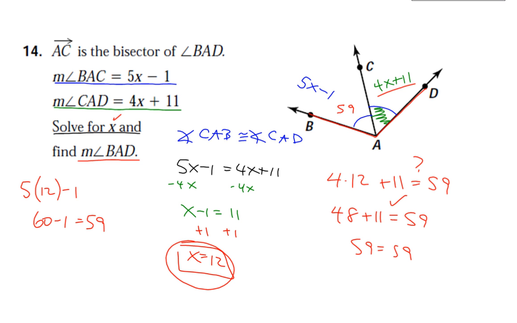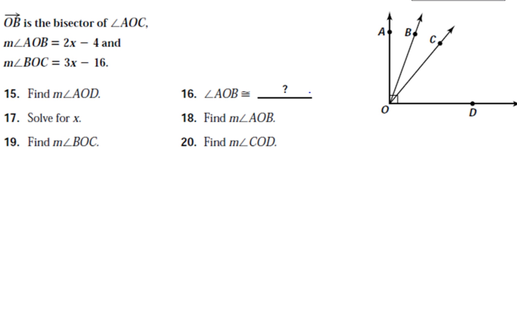So now it says find the measure of BAD. Well, I can simply add 59 plus 59, and I would get 118. So there is the answer. The measure of angle BAD is equal to 118 degrees. Let's take one more example that's a little more complicated.